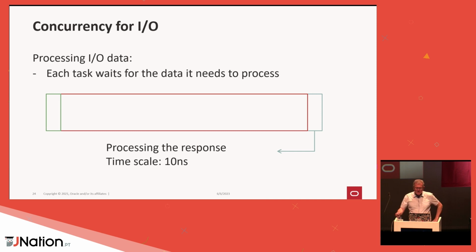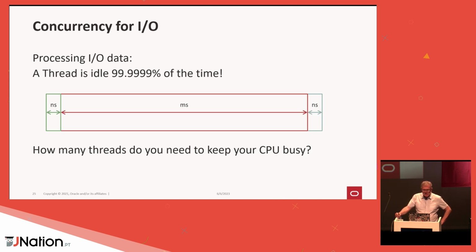So how busy is your CPU? How busy is your thread in this model? Well, it's idle 99.9999 percent of the time, and that's actually the exact number. Basically, your CPU is doing nothing if you do that. And that's a problem because you spend a lot of money on a very expensive CPU. Of course, you want to use it to speed up your application, but this programming model is not the right one, and we all know that.